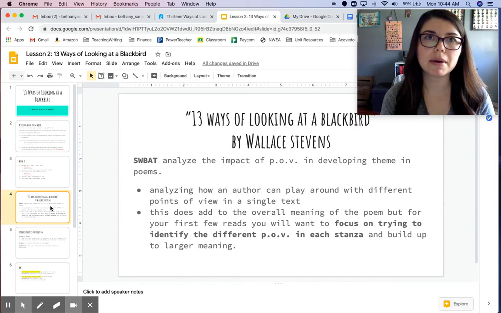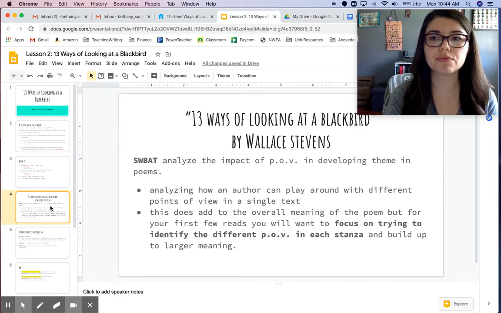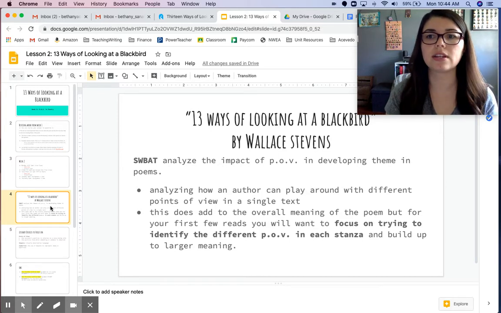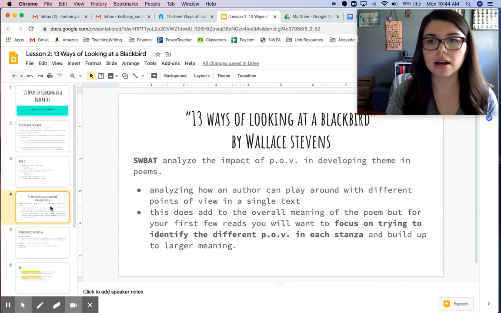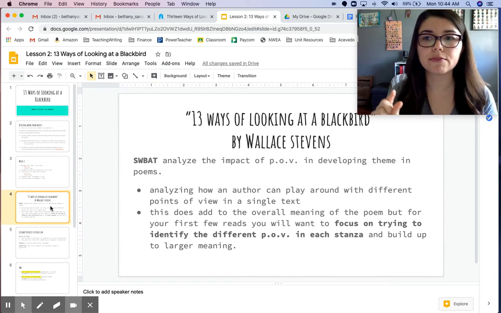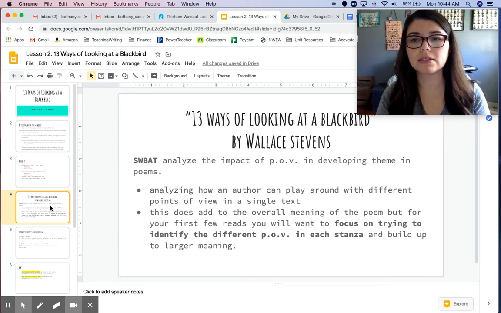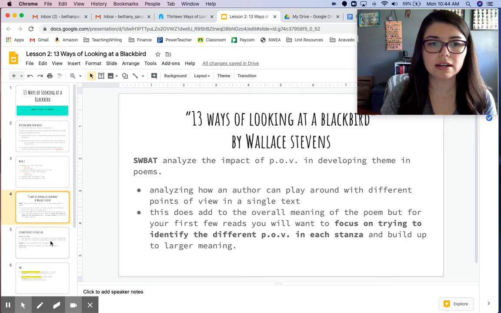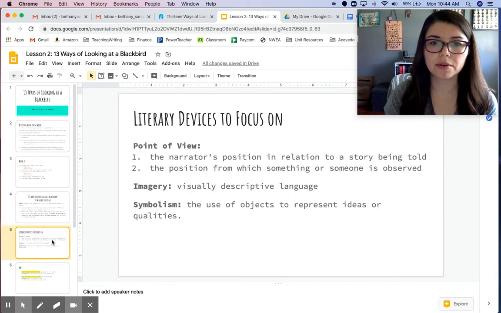My biggest recommendation for you as you read this poem is that you do not try to read through it once and just identify the meaning of the poem. You need to go through stanza by stanza, try to understand each stanza, and then from there, think about how that builds to a meaning. So that's what we're going to do together as we look at the poem in this video.